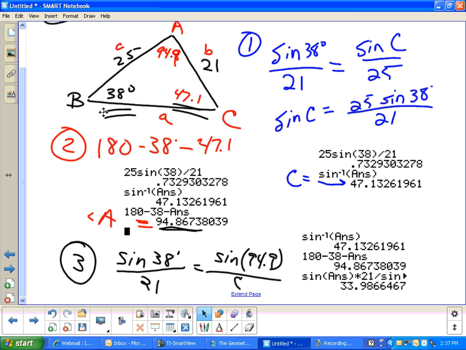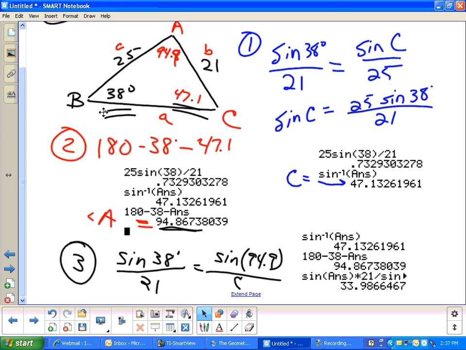For the next one, the 180 minus 38. Why do we also subtract the answer? Oh, you have to subtract both angles. The answer was the 47. Oh, wait, I'm confused. Yeah, that's from the previous step.